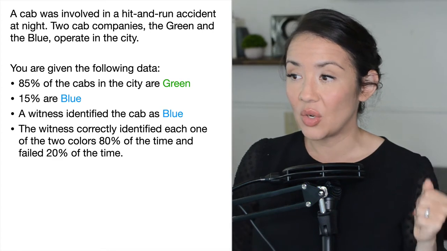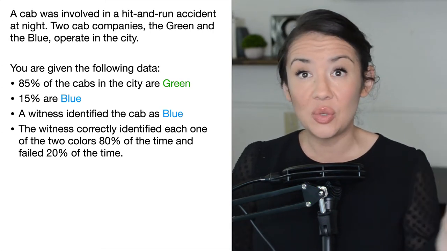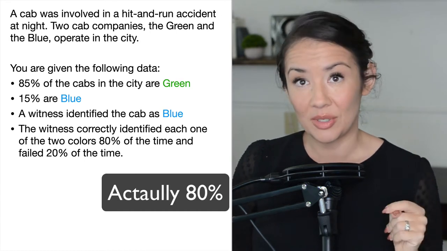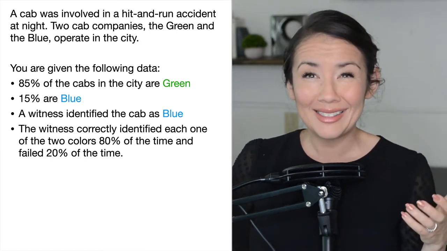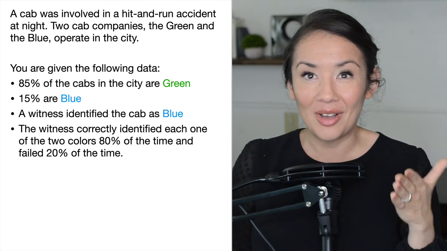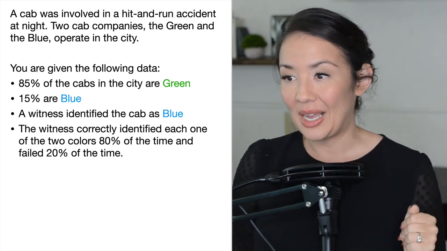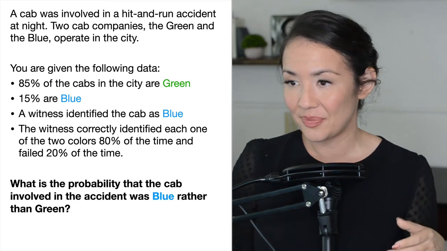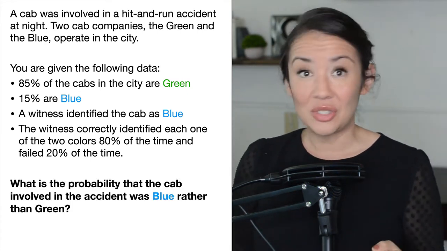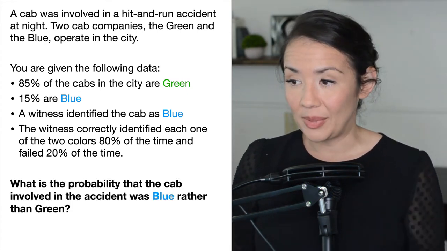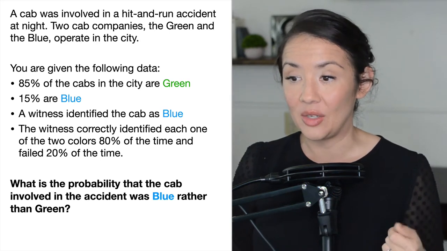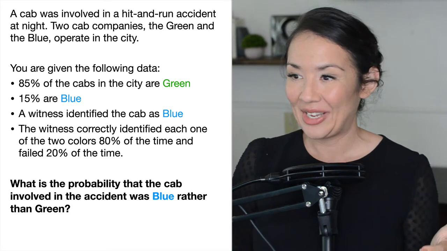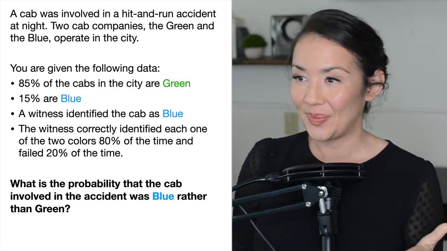Note that this witness correctly identified each of the two cab colors 80% of the time and failed 20% of the time. It was at night. Sometimes it's hard to see the cab colors at night, so that's why this eyewitness was failing some amount of the time to recognize the color. And now the question to you is, what is the probability that the cab involved in the accident was blue rather than green? Go ahead and try to make that estimate now.